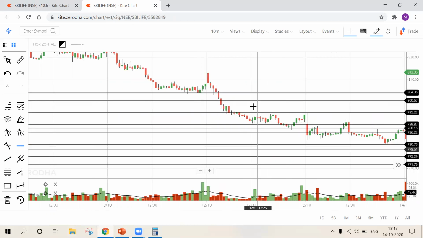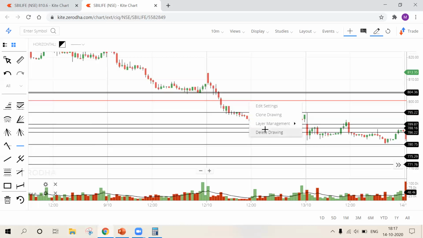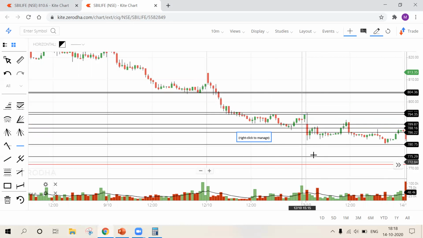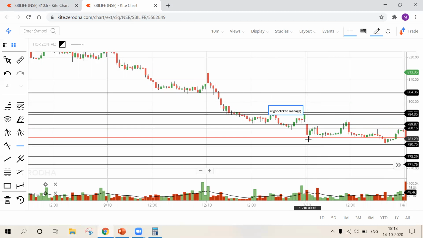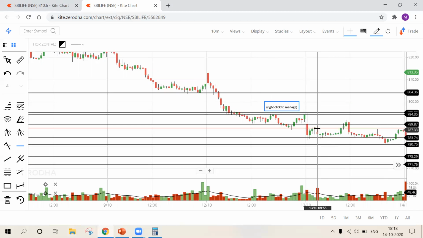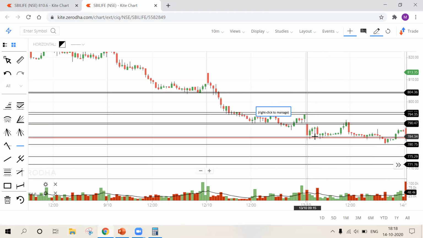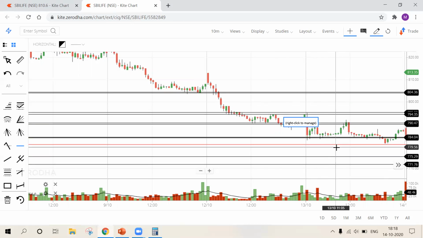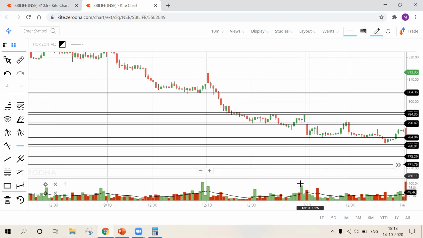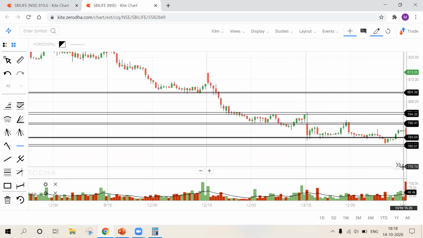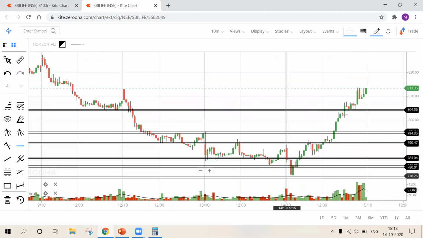See, I can draw this level. I can ignore this level. I can draw this level. I can bring this level a little downward and draw another one. I can ignore the middle line and I can draw another level here. And also this line. And I can ignore the bottom two lines. Now, all right, look at the market.